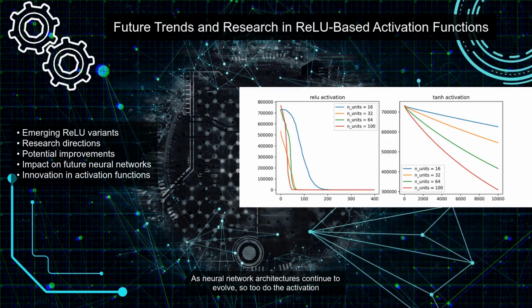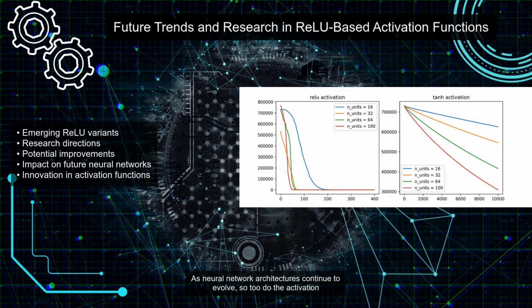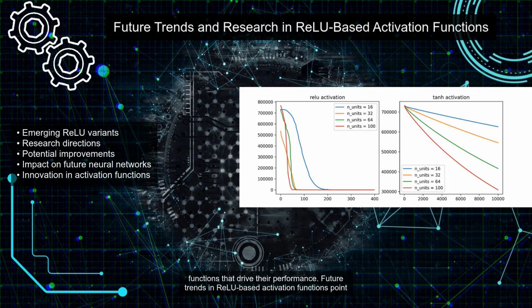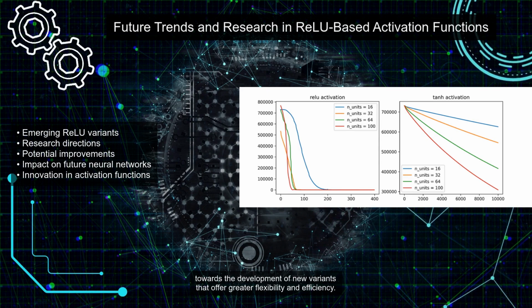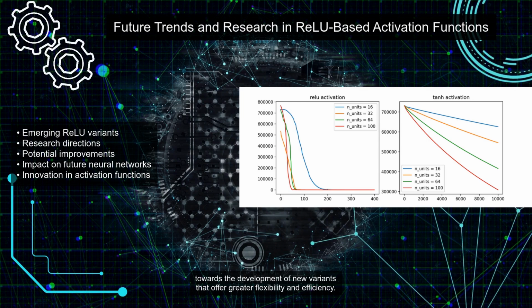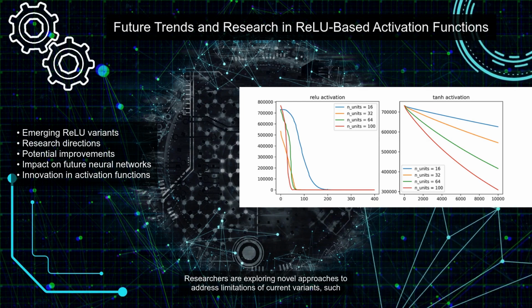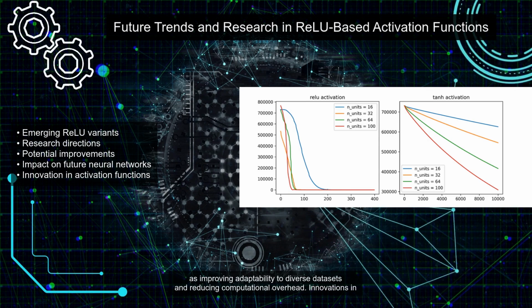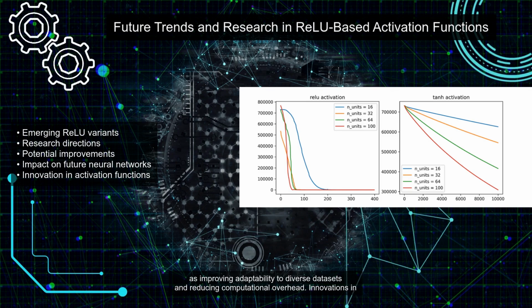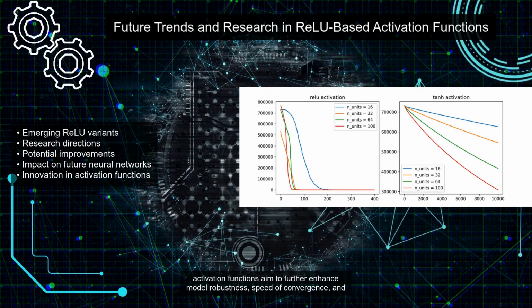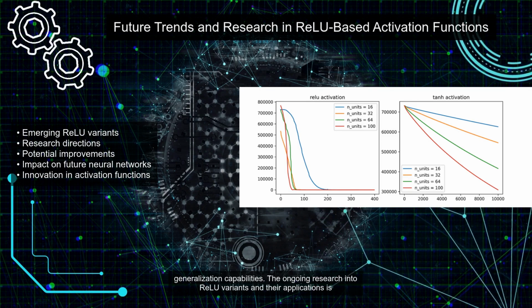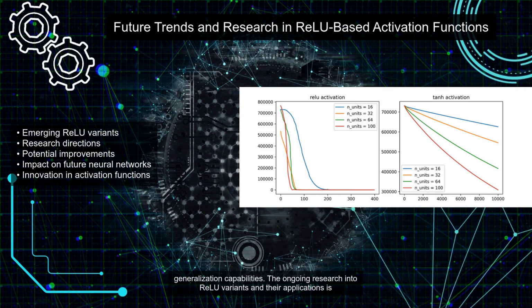As neural network architectures continue to evolve, so too do the activation functions that drive their performance. Future trends in ReLU-based activation functions point towards the development of new variants that offer greater flexibility and efficiency. Researchers are exploring novel approaches to address limitations of current variants, such as improving adaptability to diverse datasets and reducing computational overhead. Innovations in activation functions aim to further enhance model robustness, speed of convergence, and generalization capabilities.